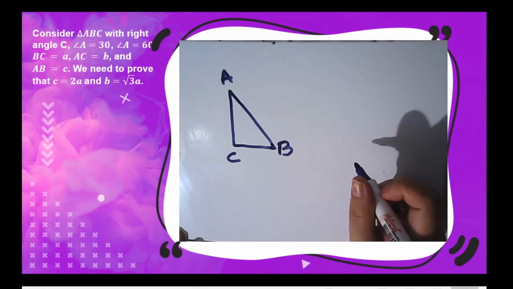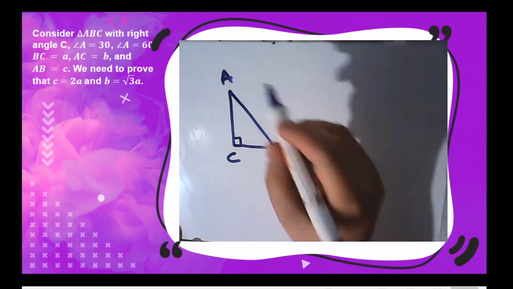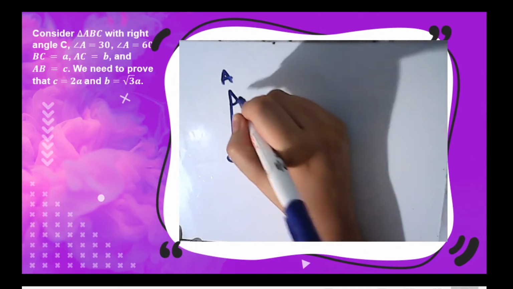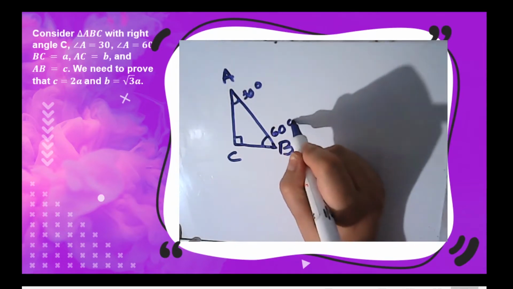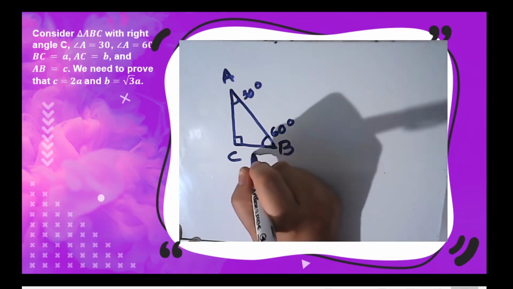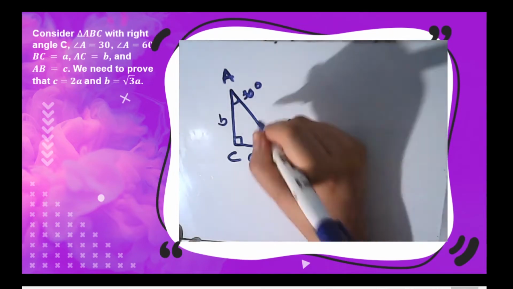Consider triangle ABC with right angle at C. Angle A is 30 degrees and angle B is 60 degrees, where BC is equal to A, AC is equal to B, and AB is equal to C.